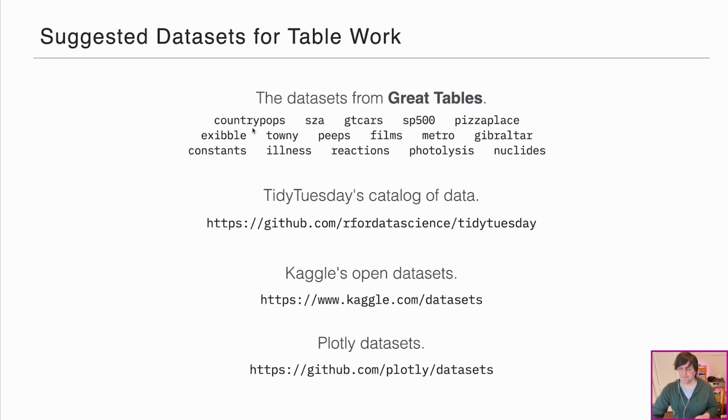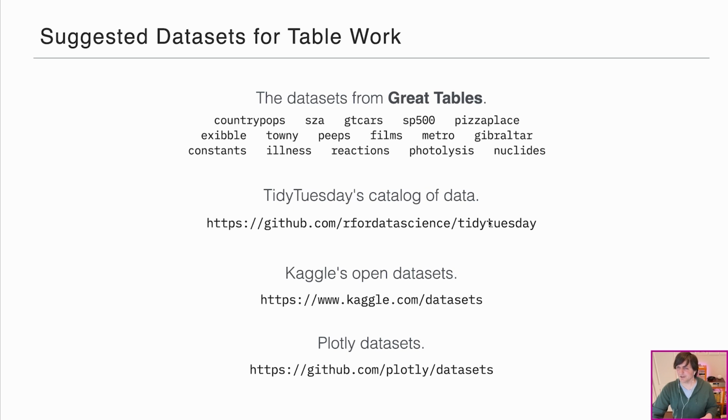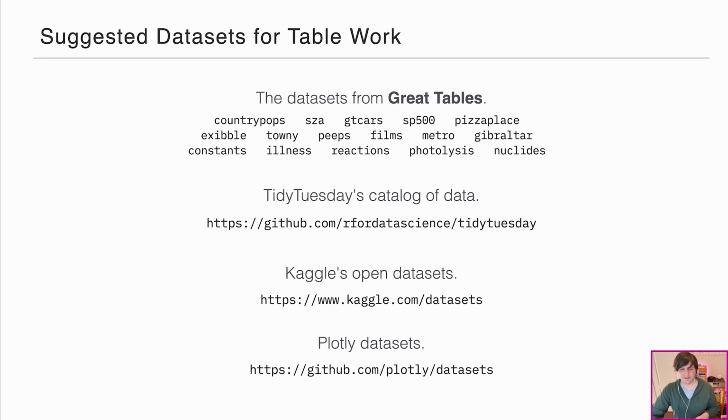And to work with tables, you need data sets. Great Tables comes with quite a few of them. There's 16 right inside here. There's also Tidy Tuesday's catalog of data. They have tons and tons of data sets. Just look for R for Data Science in GitHub. Kaggle has a huge amount of data sets that are open. And Plotly also has a number of data sets which are useful within tables. And I just want to end it there.